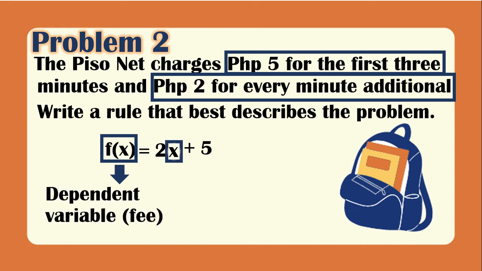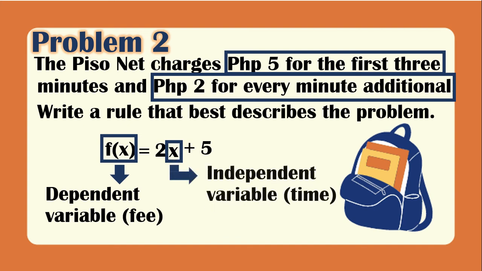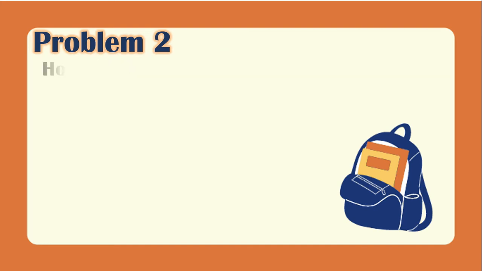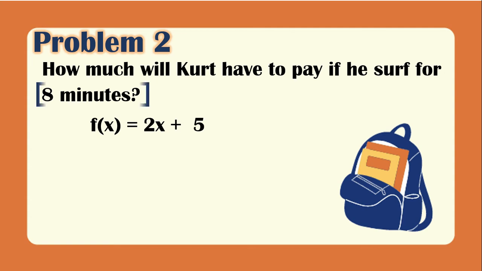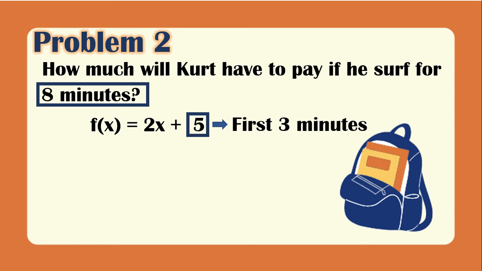And then our x here is the number of minutes or the time. So the question is, how much will Kurt have to pay if he served for 8 minutes? Using the linear function a while ago, f of x is equals to 2x plus 5. We need to solve for the charges for 8 minutes, but we need to recall that in the first 3 minutes, it charges 5 pesos. So we need to subtract 8 minus 3.